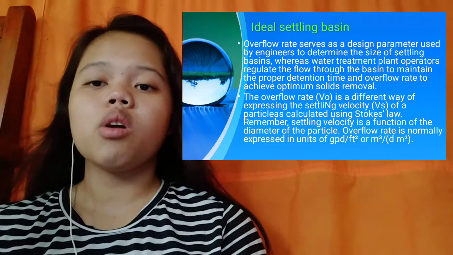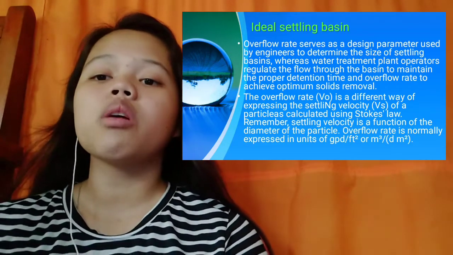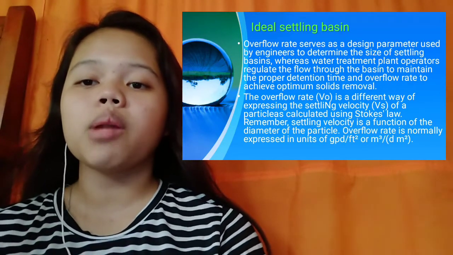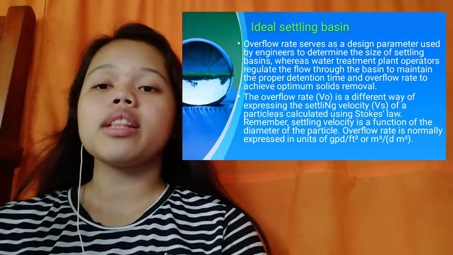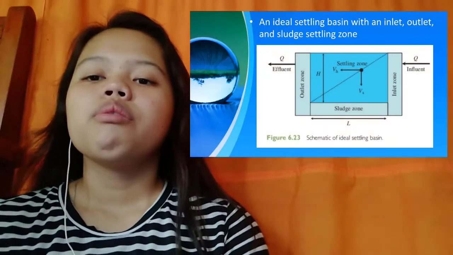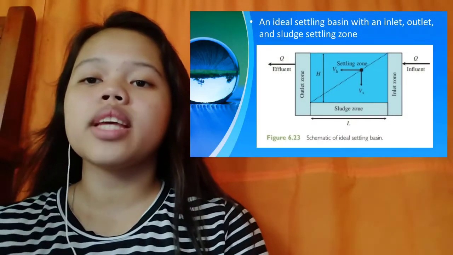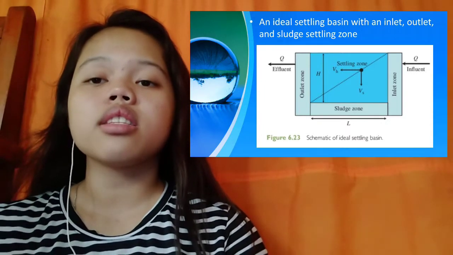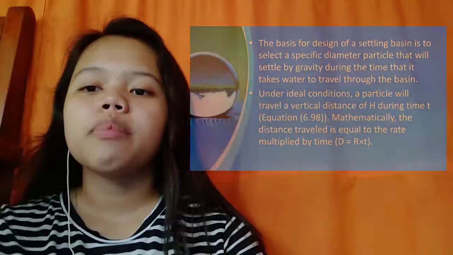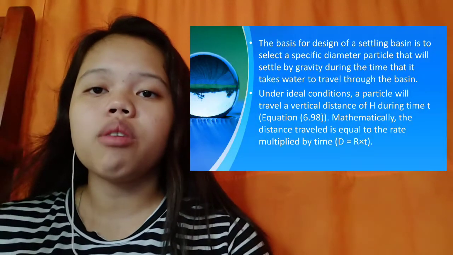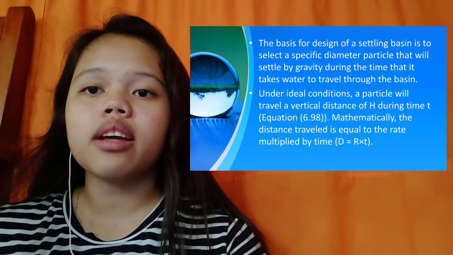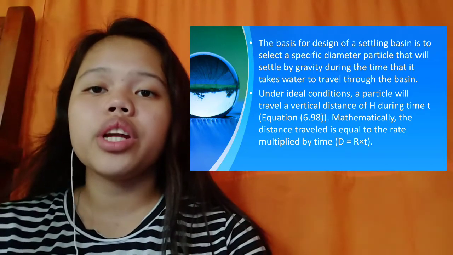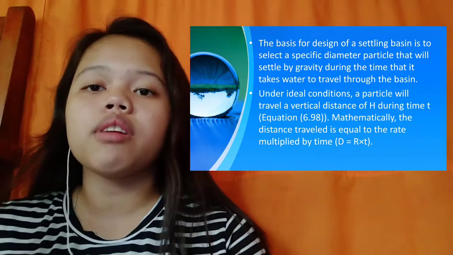Theoretically, all particles with a diameter equal to or greater than the particle size specified by overflow rate should be completely removed. Figure 6.23 shows an ideal settling basin with an inlet, outlet, and sludge settling zone. The basis for design of a settling basin is to select a specific diameter particle that will settle by gravity during the time that it takes water to travel through the basin.